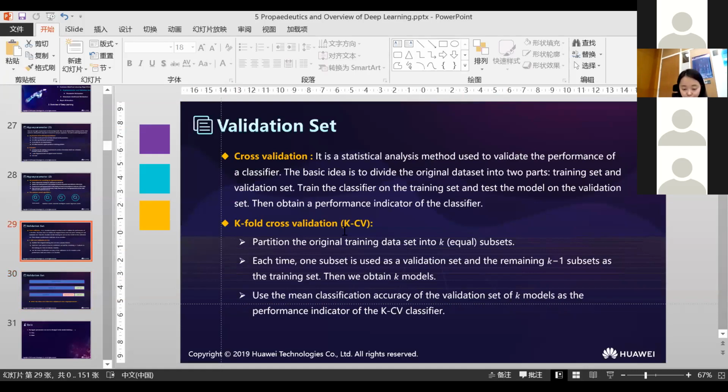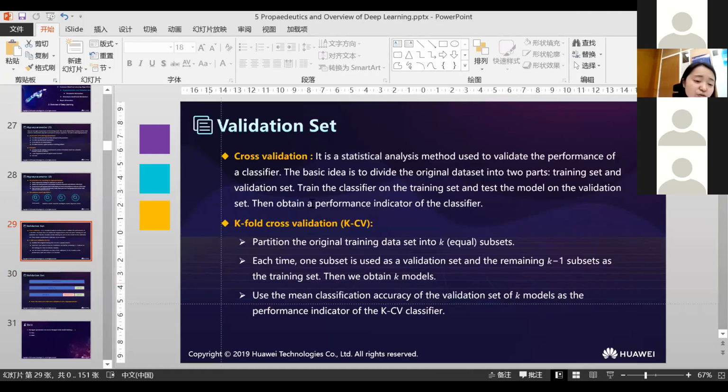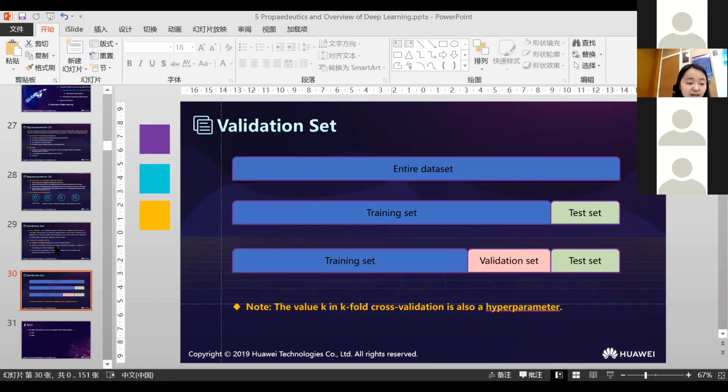And to make full use of all datasets, as we mentioned, we don't use the validation set to train our model. So in order to use the validation set to train our model, we introduce another method to separate our training dataset, that is K-fold cross-validation. So how does K-fold cross-validation work? For example, here k is also a hyperparameter.